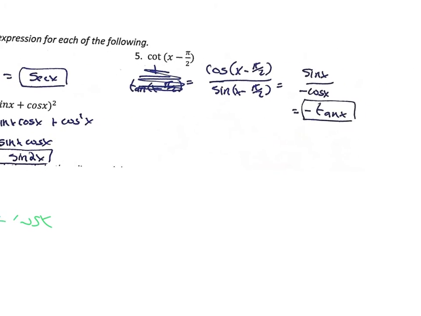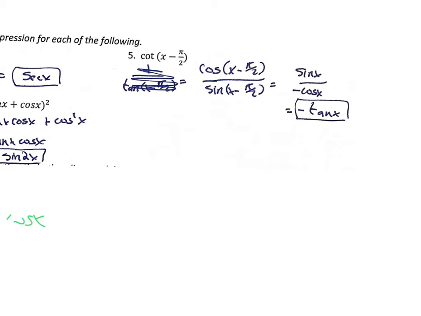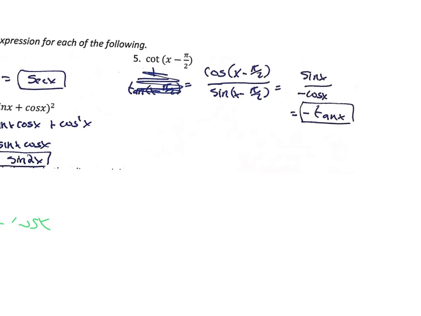Number 5, cotangent. There's also not a cotangent of x minus pi over 2 identity, so cotangent is cosine over sine. So we wrote it that way. We wrote cosine over sine. Looked at my paper again. Cosine of x minus pi over 2 is sine x.